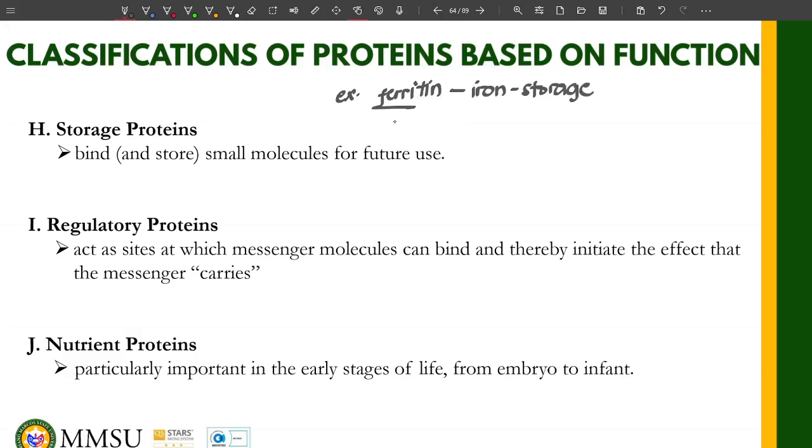And ferry, I think that means iron, di ba? The Latin word of iron is ferrum. Yan. So iron storage, which saves the iron for the use in the biosynthesis of new hemoglobin. So yun yung parang doon kumukuha ng iron once nagkaroon ng biosynthesis or production of hemoglobin. Yan, si ferritin. Yun yung use niya. Another example is si myoglobin. Ito naman, this is the oxygen storage in muscles. Ayan.